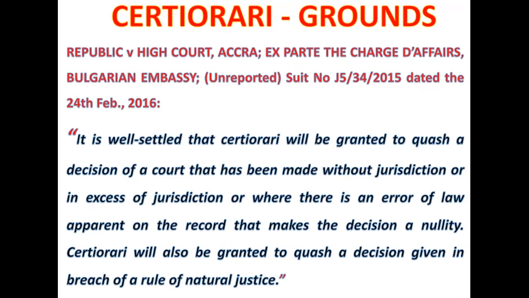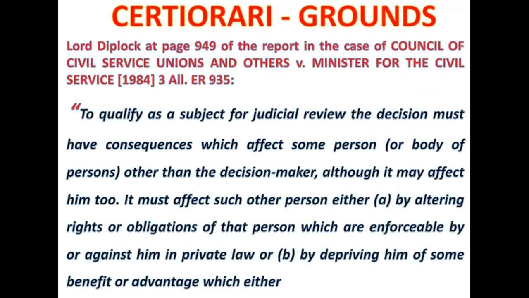And I believe you note that in referring to the grounds under which we can apply for certiorari, when we spoke about Article 141 and then 132, we saw that it's not only courts against whom it can be granted, it can also be granted against adjudicating bodies or administrative tribunals. So I need to refer to a particular case in which it was extensively discussed about the grounds under which the court may intervene, especially when it is in relation to administrative bodies or some adjudicating bodies. And this is the case of Council of Civil Service Unions and others versus the Minister for the Civil Service, reported in 1984, 3 All England Reports at page 935.